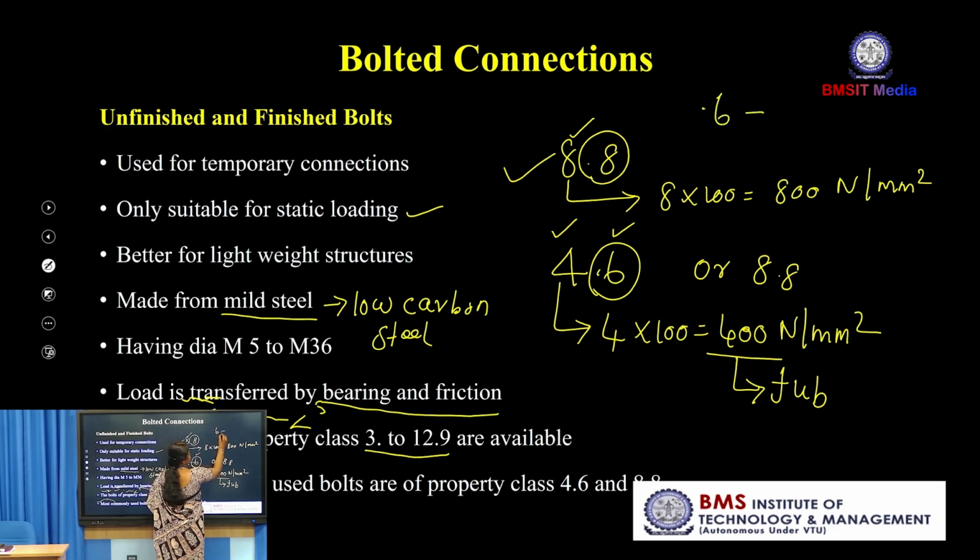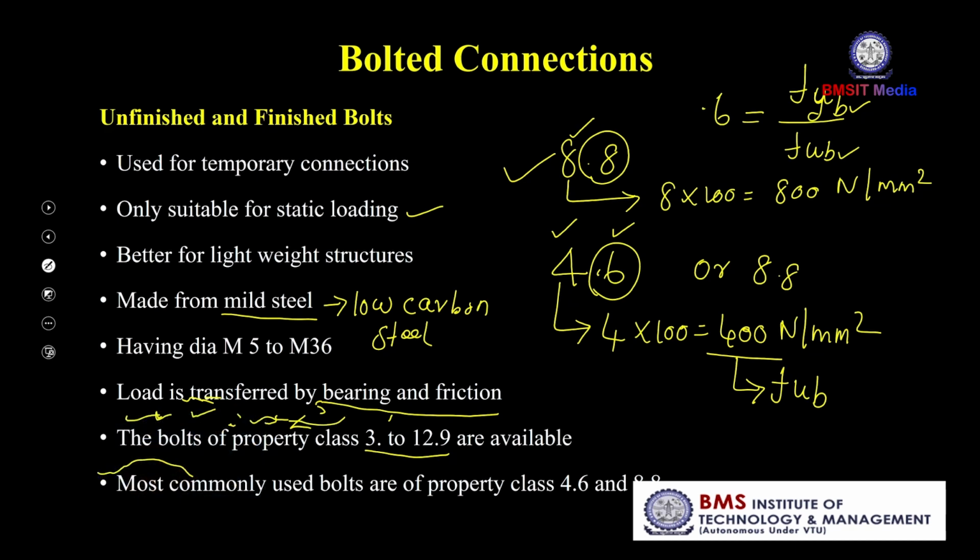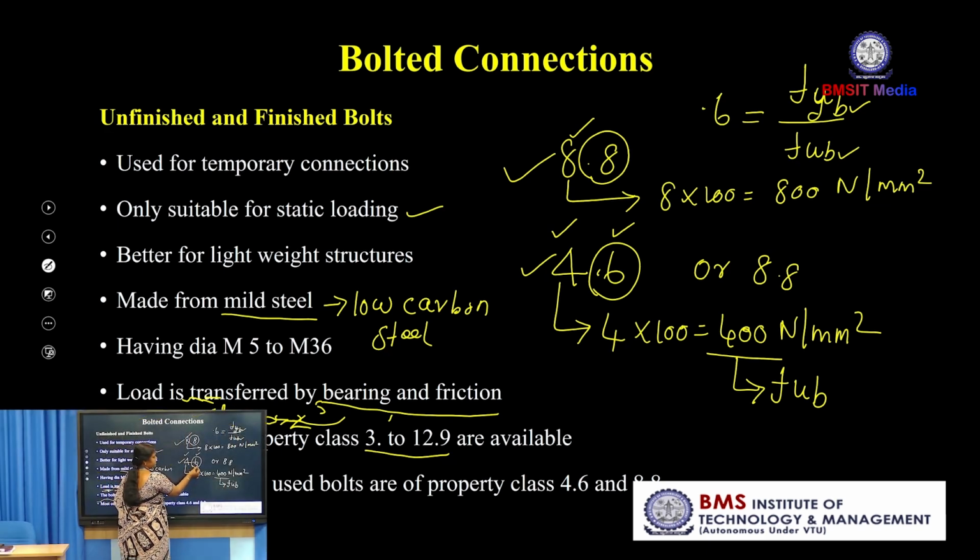0.6 equals the ratio between the yield strength of the bolt divided by the ultimate tensile strength of the bolt, FYB divided by FUB. The ratio between yield strength of the bolt and ultimate tensile strength of the bolt equals 0.6. So, coming to the 4.6 grade bolt, 0.6 equals FYB divided by FUB.